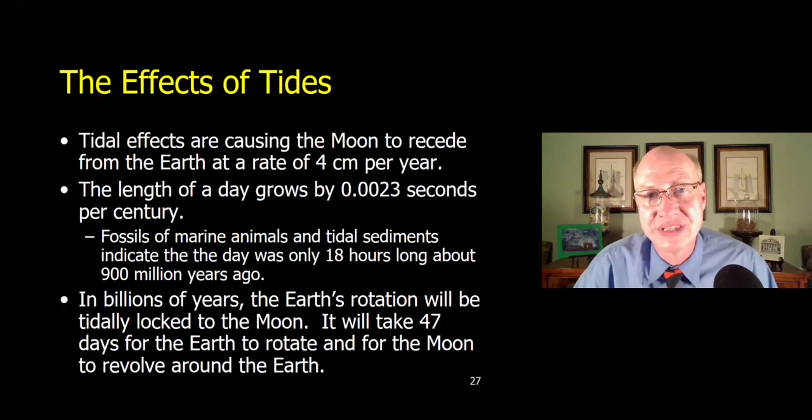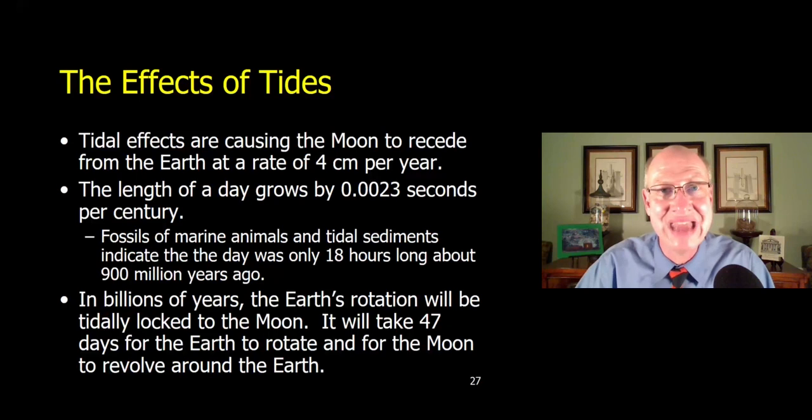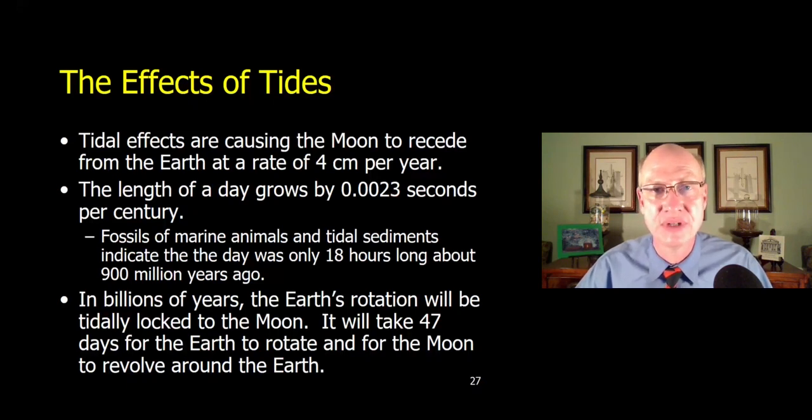One of those consequences is that fossil evidence of marine animals and tidal sediments long ago indicated that about 900 million years ago, the length of the day was only 18 hours. That is, 900 million years ago, the Earth spun once every 18 hours, as opposed to the once every 24 hours we get today. Another consequence of this is that some time ago, scientists stopped using the rotation of the Earth as our standard for time and started using atomic clocks.